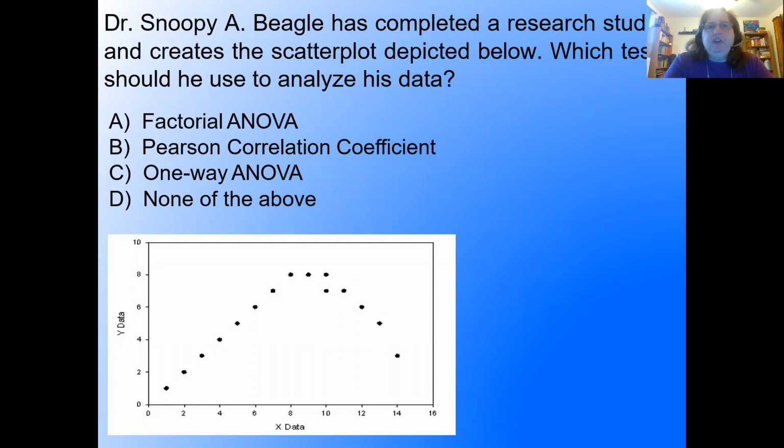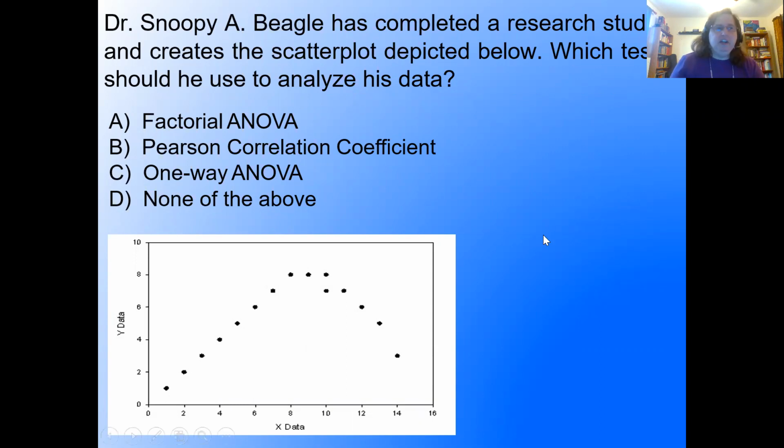Dr. Snoopy A. Beagle has completed a research study and creates a scatter plot depicted below. Which test should he use to analyze his data? So think about it, pause if you like. And now I will tell you that the answer is D, none of the above.